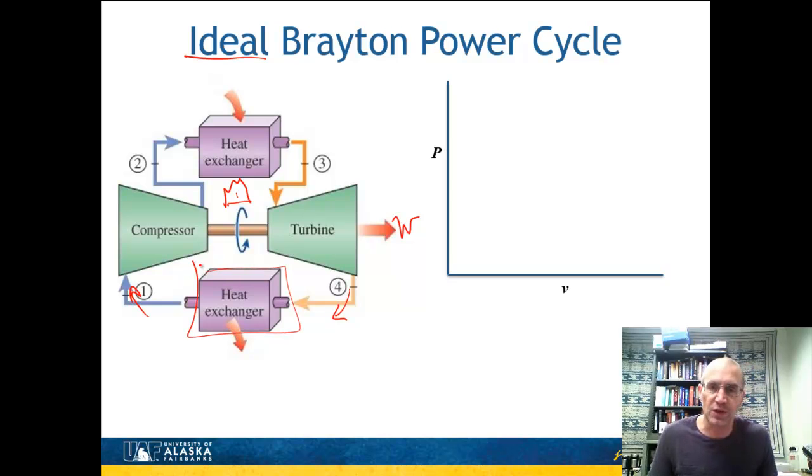Nuclear power plants tend to use gases other than air. They might use helium, for example, or argon, in which case there will be a heat exchanger here because we want to conserve that working fluid. So let's go ahead and draw this cycle on a PV diagram.